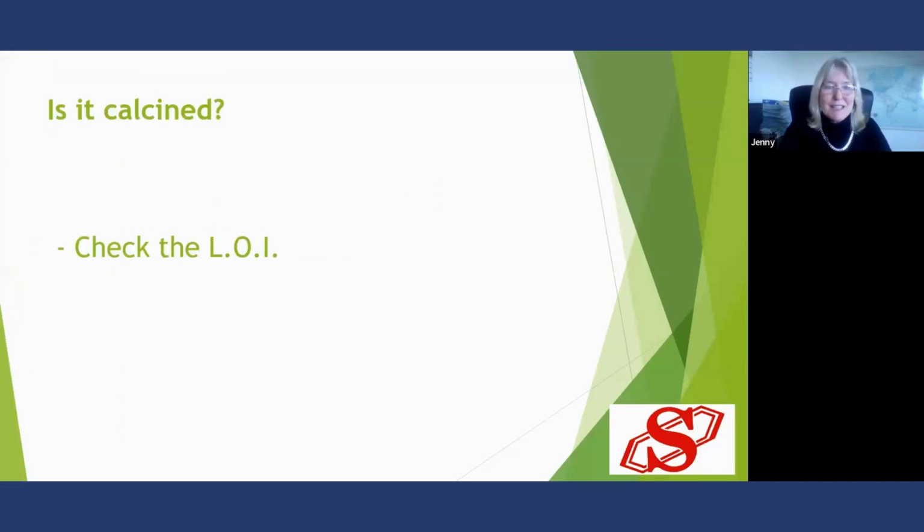Right, and the next secret is: is this product calcined or not? So often it would say that it's a calcined kaolin or calcined alumina or whatever. So the way to find out, or to check whether it definitely is calcined, is to check the LOI. You might have seen that on data sheets and wondered, what is LOI?